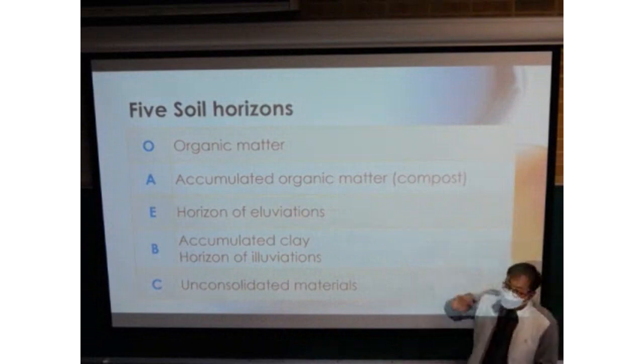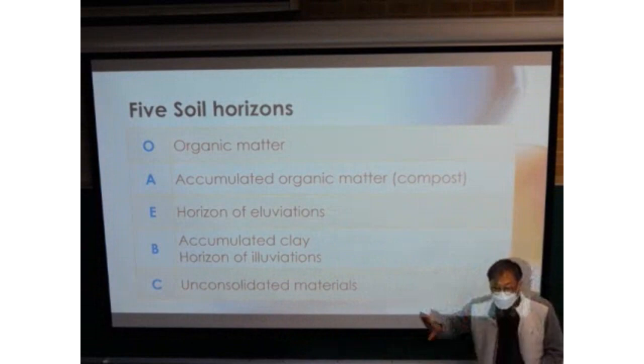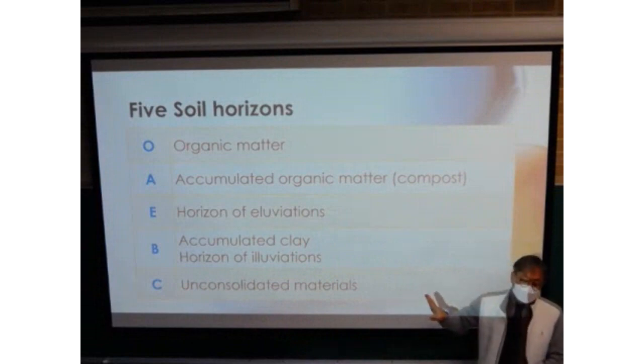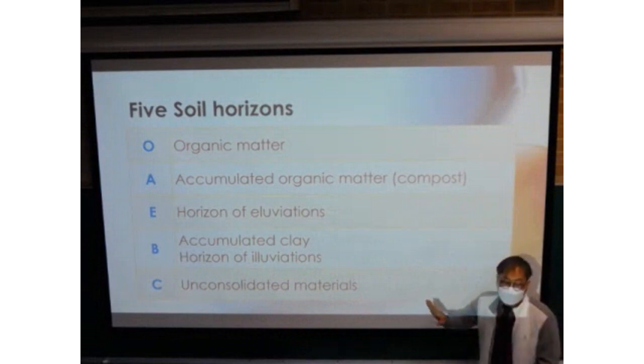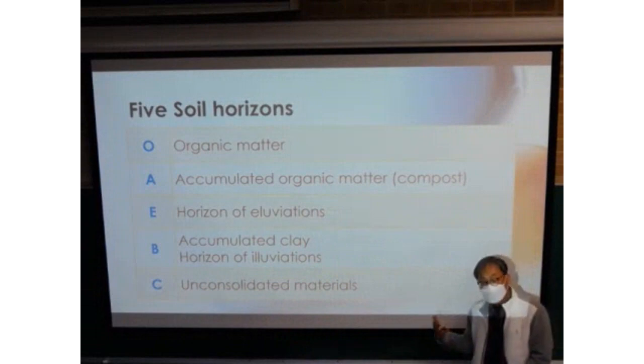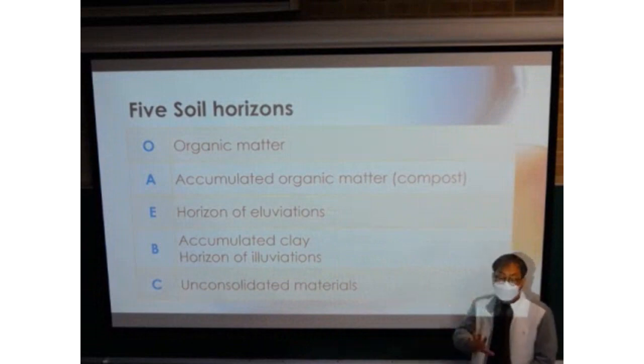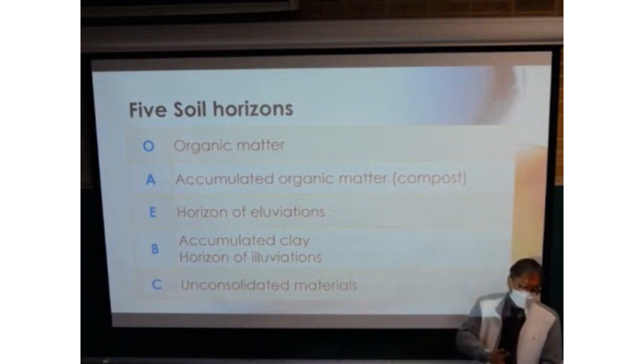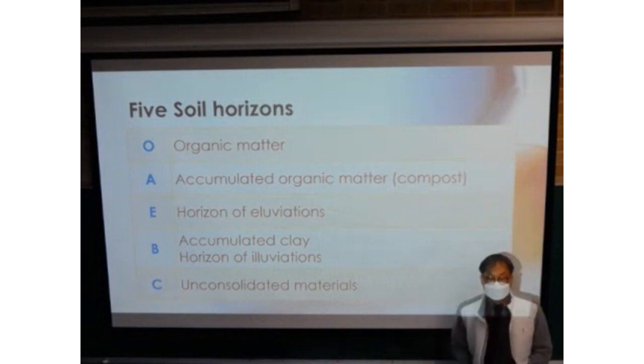That's why a part of the A horizon lost clay particles and minerals. So a part of the A horizon lost its clay and mineral by water. And the part lost by water in the A horizon, we call the E horizon. And then the E horizon color is much lighter than the A horizon.